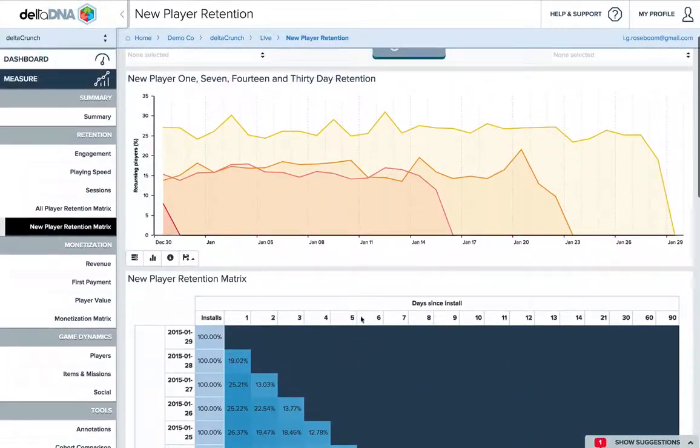Okay, so that's the retention charts. Let's move on to the monetization charts.